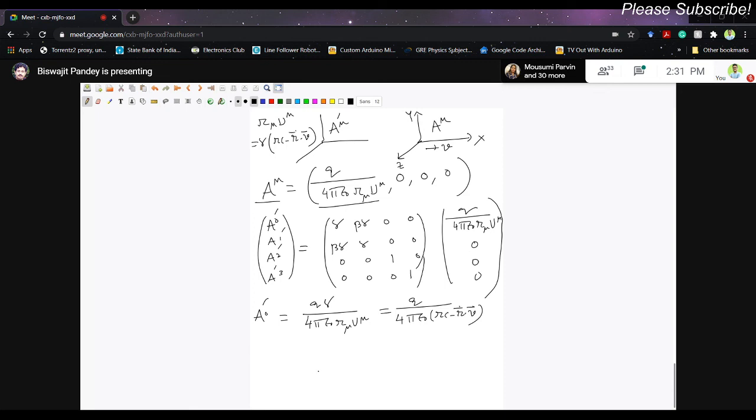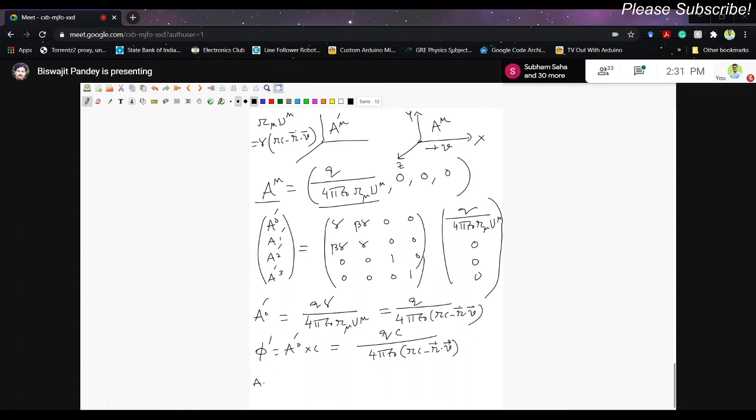This is a0. Now what is a0? This is phi by c, right? So what will phi prime be? Phi prime is a0 prime times c, so what do we get? qc divided by 4 pi epsilon 0 rc minus r dot v, which is exactly the same expression that we obtained earlier by using that geometrical effect.